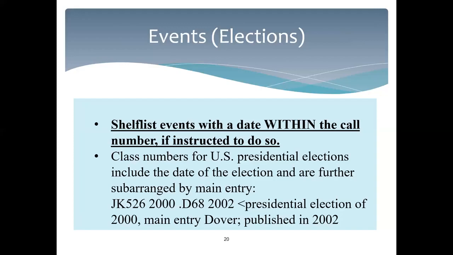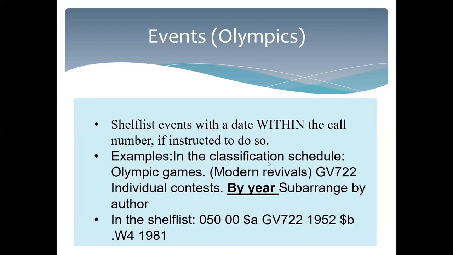So whenever you do elections, once you find whatever kind of election, it may be local, state, presidential elections, once you find your class, it's going to give you instructions that you need to include the date of the election. And then once you do that part of it, then you're going to cutter for your main entry. Olympics, we've got those coming up again too. Shelf list events with a date within the call number, again, if instructed to do so. Olympics will give you those instructions.